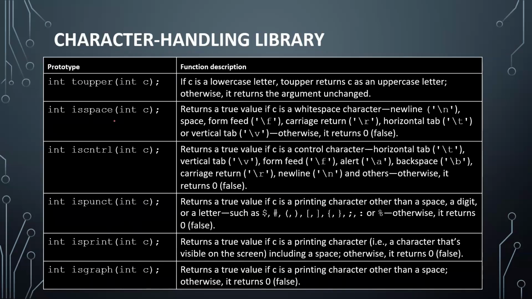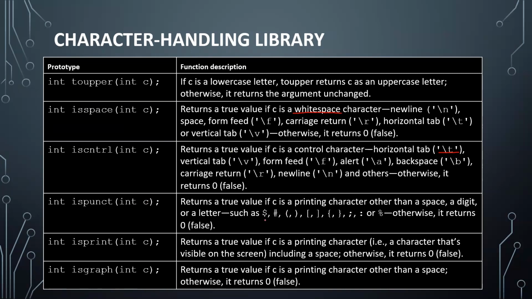Here's my toupper. We can also determine if it's a space. We can determine if it's a control character. Those control characters from, I think, day 1 were a lot of those that had the slash in front of them. Okay, so we've got a tab, a form feed, an alert, a backspace, carriage return, new line, things like that. Now, one thing to note is that isspace is true if it's a white space character, not necessarily just a space.